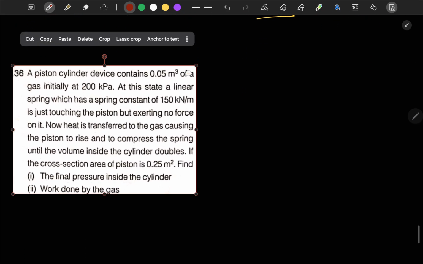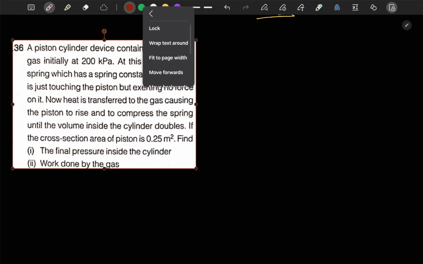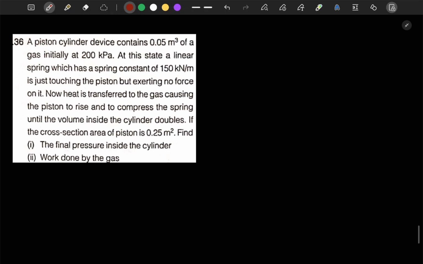Next we will move to question number 36. A piston cylinder device contains 0.05 meter cube of gas, initially at 200 kilopascal. Then at this state a linear spring, with spring constant of 150 kN per meter, is just touching the piston but exerts no force on it. Now heat is transferred to the gas, causing the piston to rise and compress the spring until the volume inside the cylinder doubles. Okay, so let's draw a piston cylinder arrangement here first.